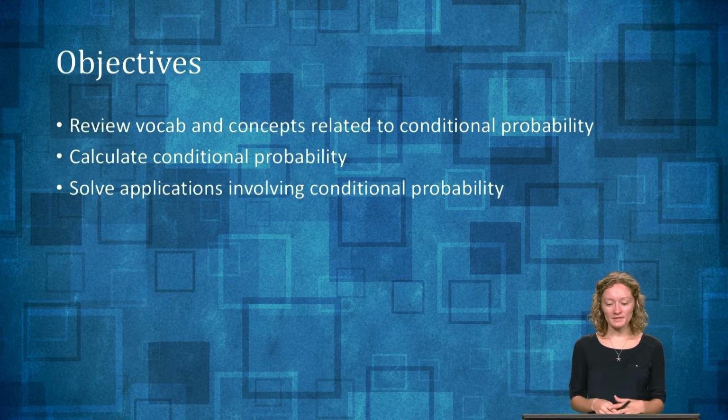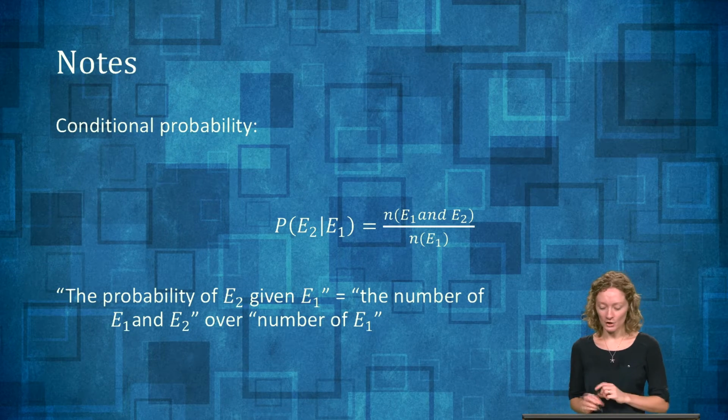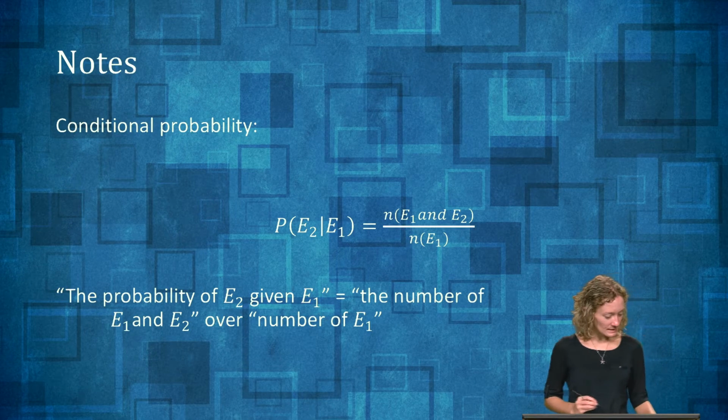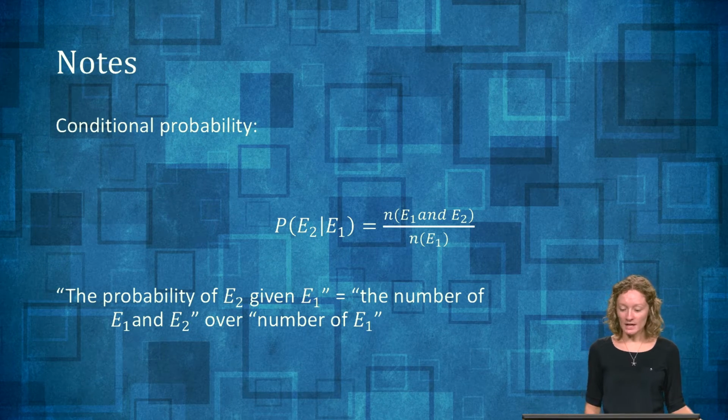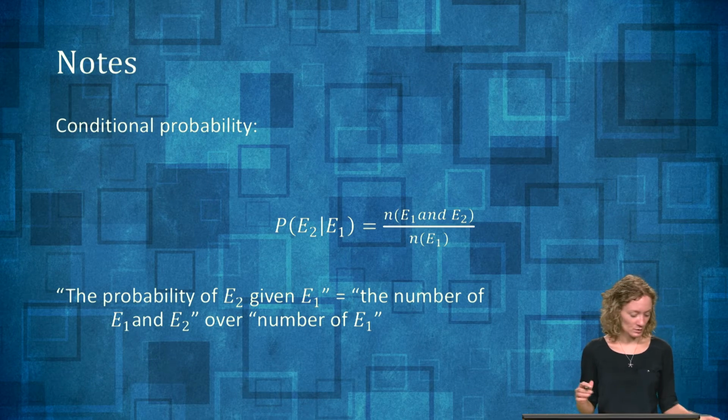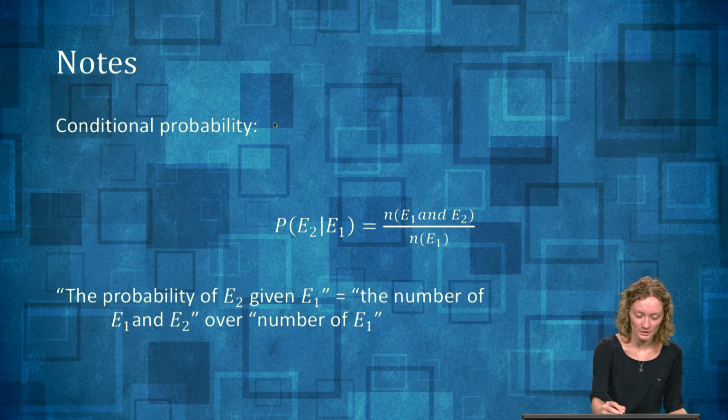So our objectives: look at vocab and concepts related to conditional probability, calculate conditional probability, and solve applications involving conditional probability. Our notes: what is conditional probability? The formal definition is a little bit clunky, and even the formula is a little bit clunky, so we'll talk about it in a more condensed way, I would say. But let's get the formal stuff down first.